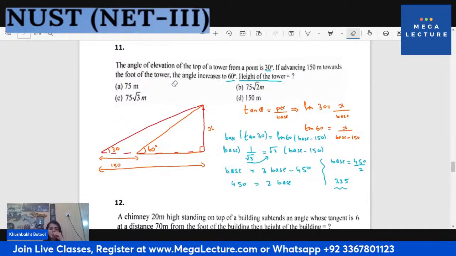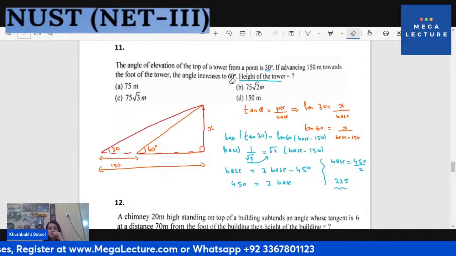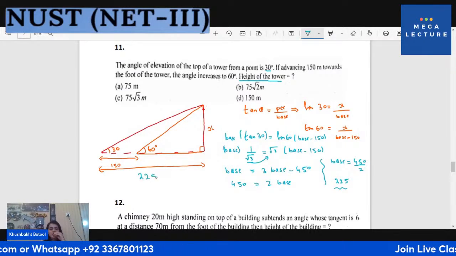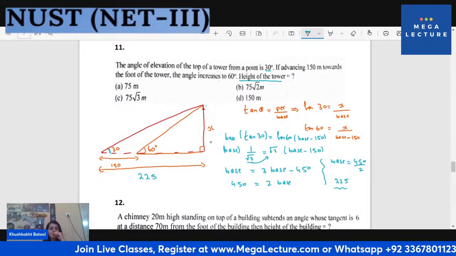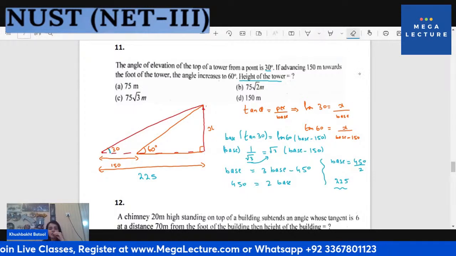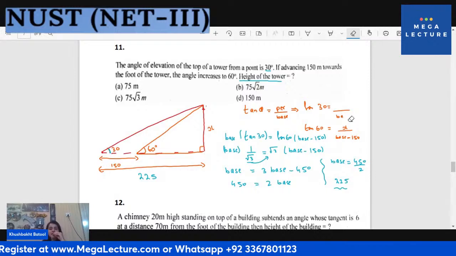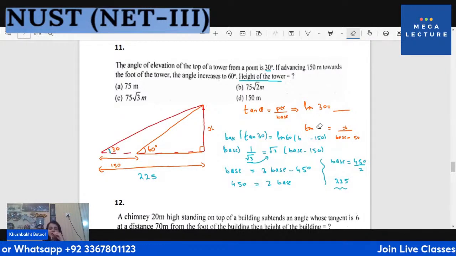Obviously, this information is about the base, not the height of the tower, so at the moment we can't say much about it. This is wrong. I'm sorry about this. This thing turned out to be 225. Once you have this 225, now you have this angle 30, you have the base, and now you can find the perpendicular side. So now I can again plug in values for this part, and this would directly give me the final answer.